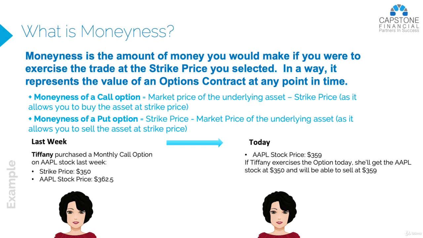If Tiffany decides to exercise the option today, she'll get the Apple stock at $350 per share and will be able to go directly to the open market and sell it for $359, because she purchased the option for the premium she paid, and she wanted the price of Apple to go higher. The higher it goes, the more in the money or the more moneyness that option has.